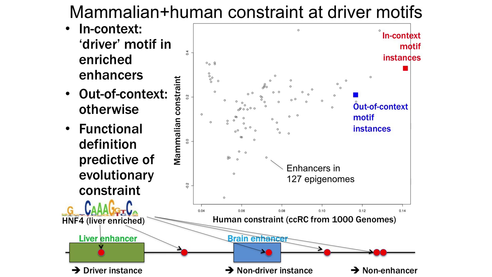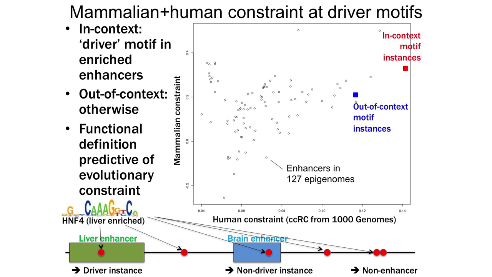So we can now start distinguishing regulatory motifs that happen in context or out of context. For example, HNF4 is enriched in liver and liver-associated tissues. When it occurs inside an enhancer that's active in liver, we're now going to call this a driver motif instance. And when it occurs in a brain enhancer, we're going to call it a non-driver instance. And what's really remarkable is that the in-context, or the driver instances, are in fact showing a much higher conservation, both across mammals and in humans, based on this relative constraint that you can measure based on human diversity data from the 1000 Genomes.